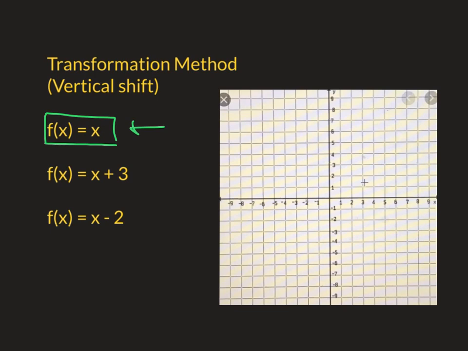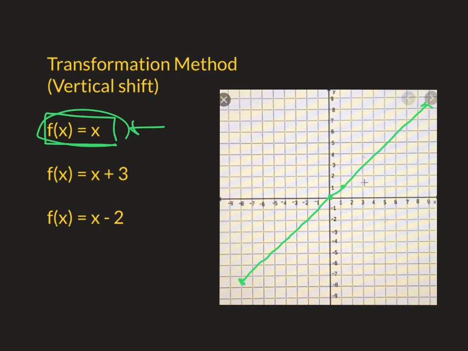What happens with the parent function is it goes through 0, 0, because there's no y-intercept. The slope is 1, because 1 is in front of the x. It should go through 1, 1, 2, 2, 3, 3, negative 1, negative 1, negative 2, negative 2, all that, right down through there. That's called the parent function. That's just y equals x, or f of x equals x.